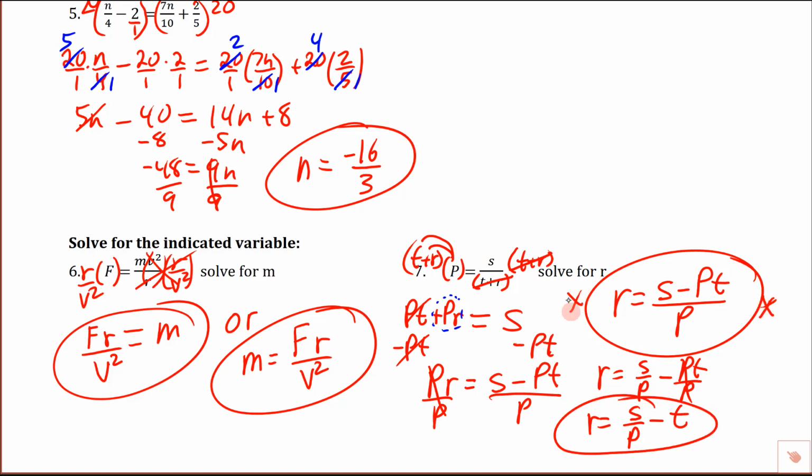Probably like this one just a little bit better, just because we're going to have to deal with a fraction either way, so it doesn't really matter. But this would be just fine if you wanted to write it like that.